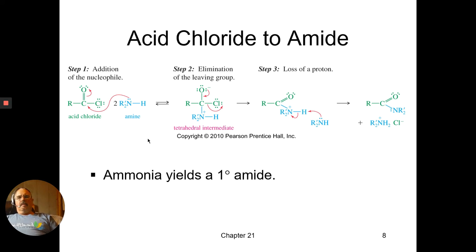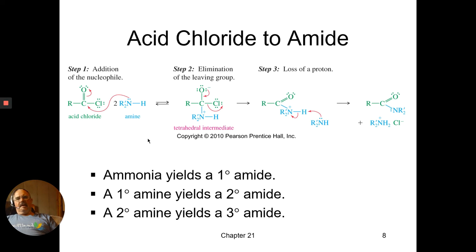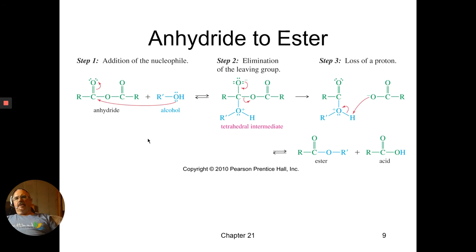Okay, so ammonia would yield a primary amide. Primary amine yields a secondary amide, and a secondary amine yields a tertiary amide. Okay, you cannot make an amide from a tertiary amine. You have to have at least one hydrogen on the nitrogen.